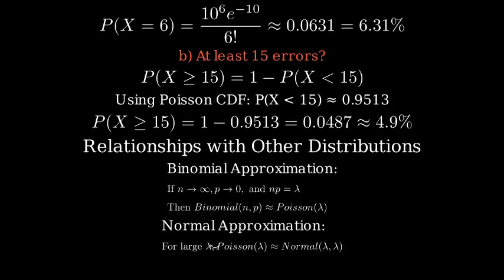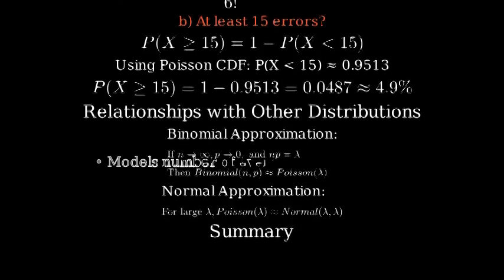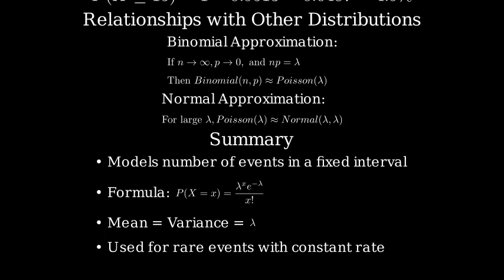Let's summarize what we've learned about the Poisson distribution. It's used to model the number of events occurring within a fixed interval. The formula is P(x) equals lambda to the power x times e to the power negative lambda, divided by x factorial. Both the mean and variance equal lambda. It's applicable in situations with rare events where the probability of an event in a small interval is proportional to the length of the interval.